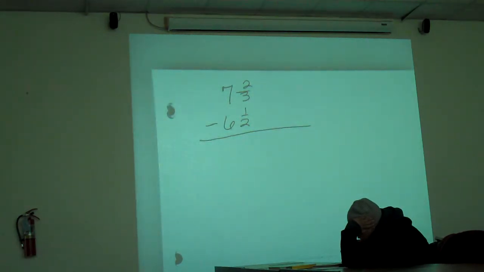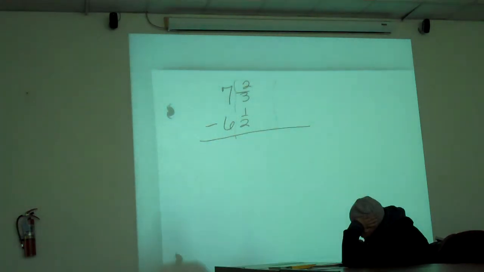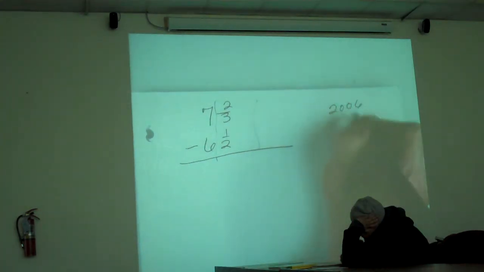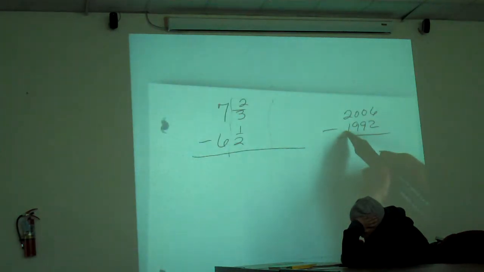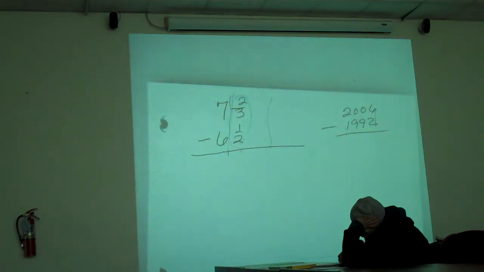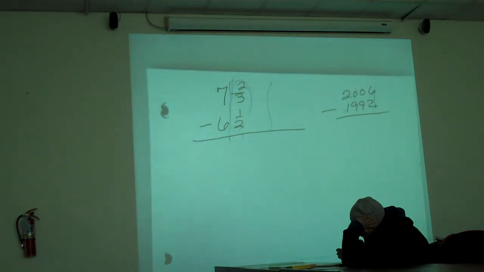Okay, don't subtract the 7 minus 6 until you're sure that you've got enough over here, okay? Because you may have to borrow. So you actually need to do this part first. Just like when you're subtracting numbers, you start on the left and see if you need to borrow before you subtract. If you have a number like 2006 minus 1992, you don't start over here, right? So let's start on the left. Let's start with the fraction part to make sure we don't need to borrow.